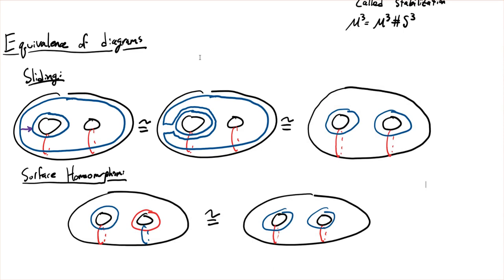Now that we have a good foundation in Heegaard diagrams for three-manifolds, let's talk about trisections of four-manifolds.